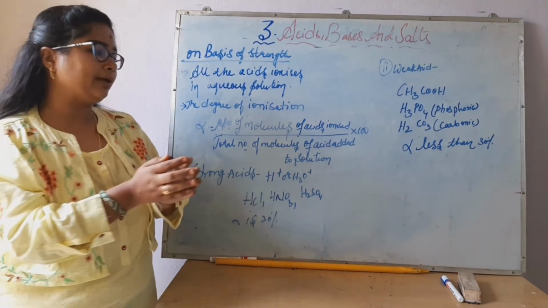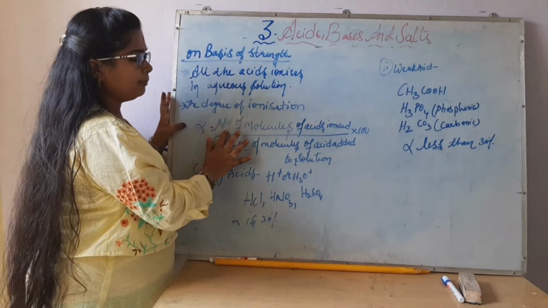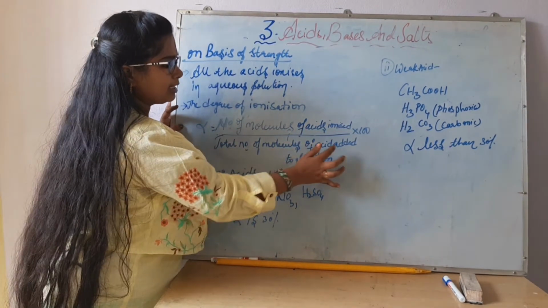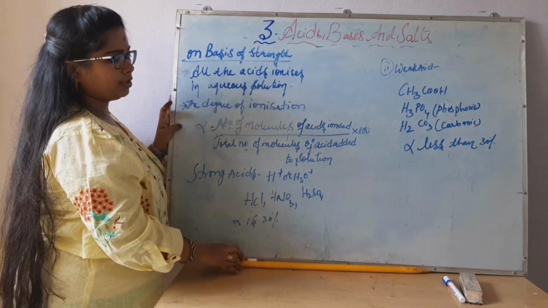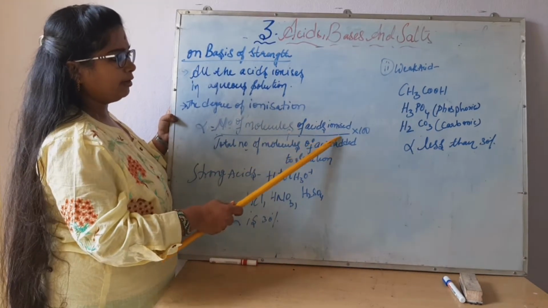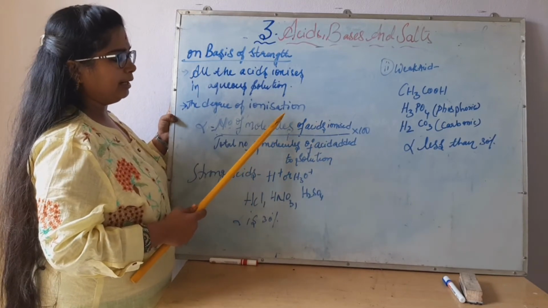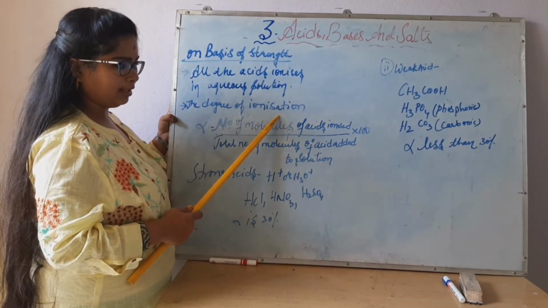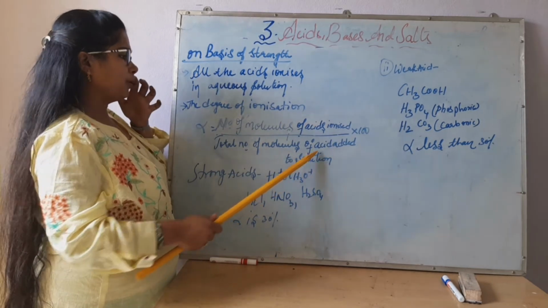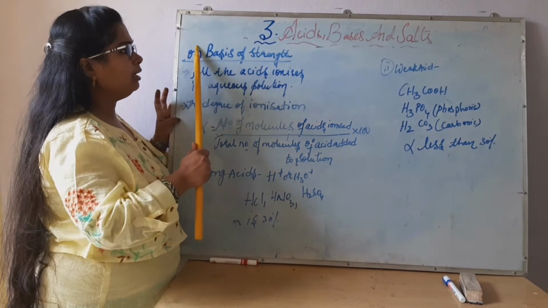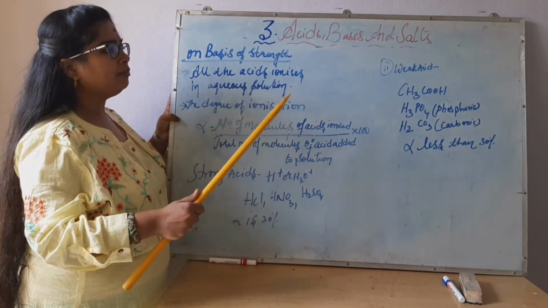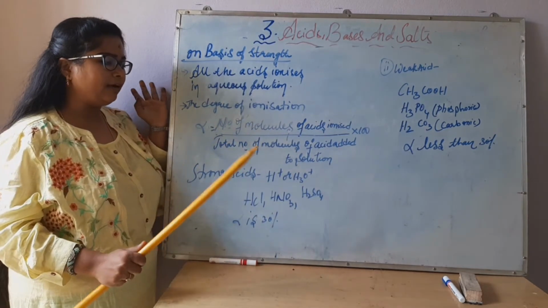And that is given by a formula. Alpha is equal to the number of molecules of acid ionized divided by the total number of molecules of acid added to the solution, into 100. How many molecules of acid got ionized? One, two. And the total number of molecules of the acid added to the solution. This will give you the degree of ionization, the degree of splitting.